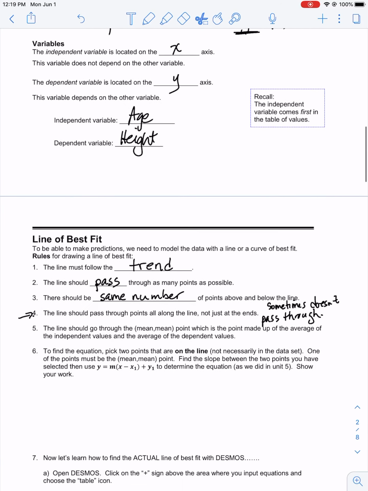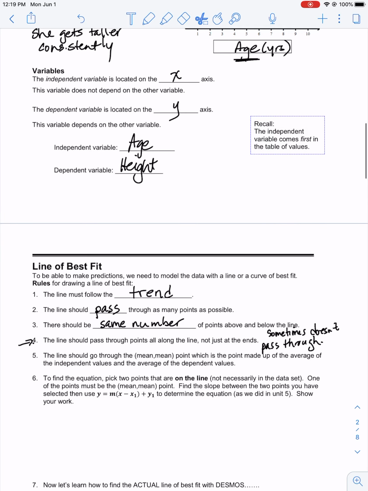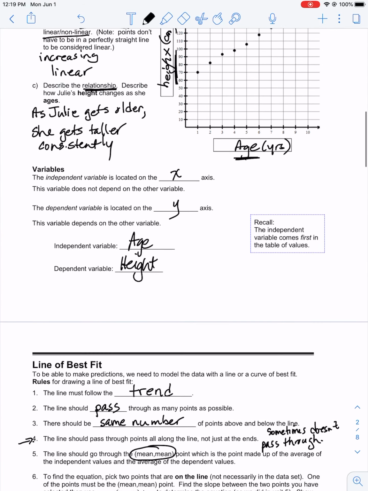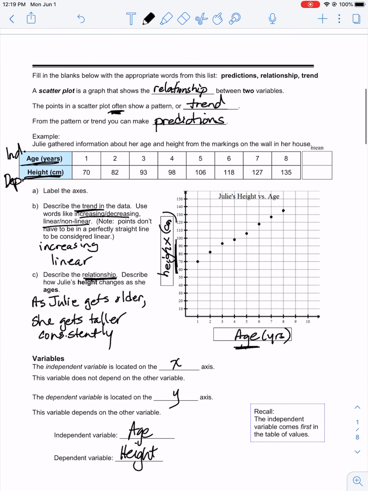All right, so the line should go through what's called the mean point, which is the point made up of the average of the independent values and the average of the dependent values. So if you take a look here, I have an extra column, and that is for the mean point. And I'm missing my calculator. Hold on.